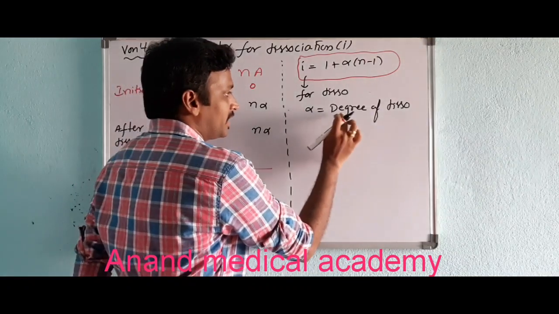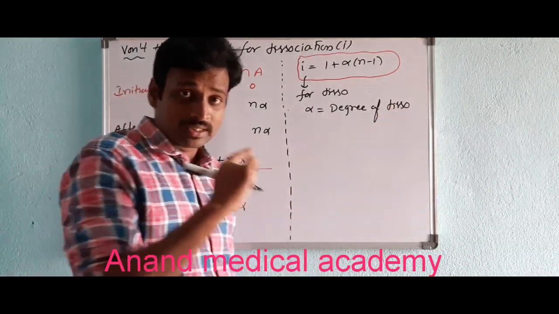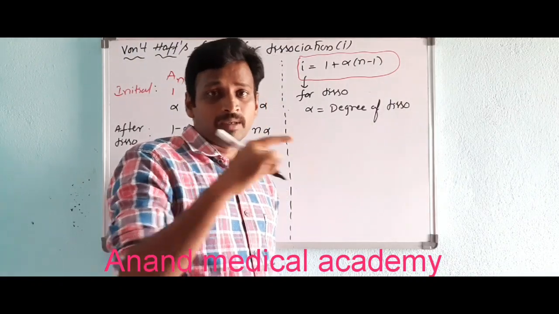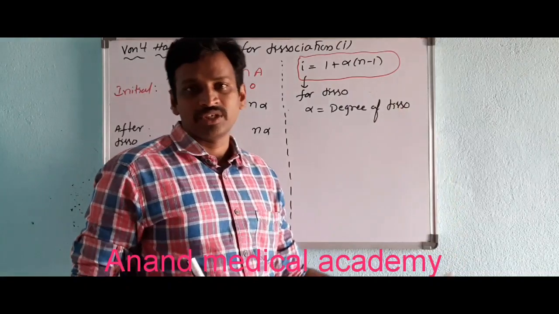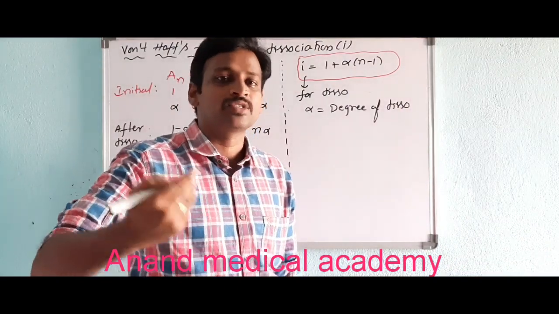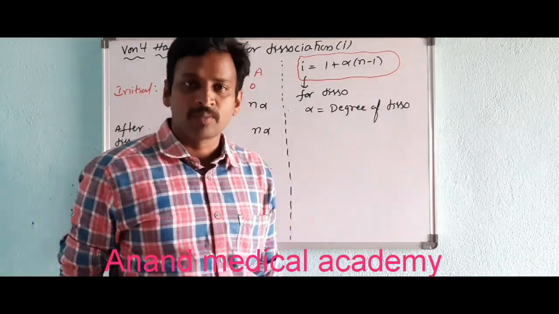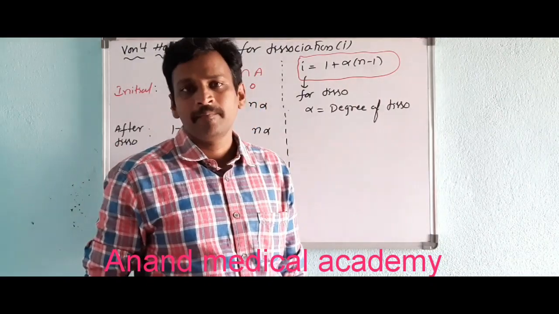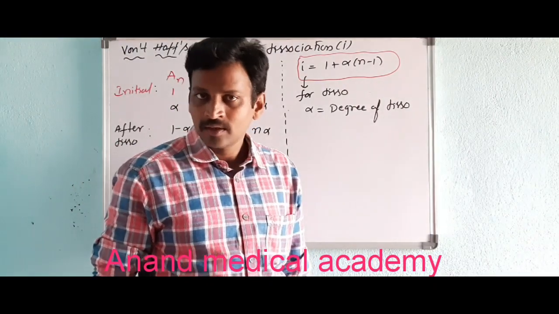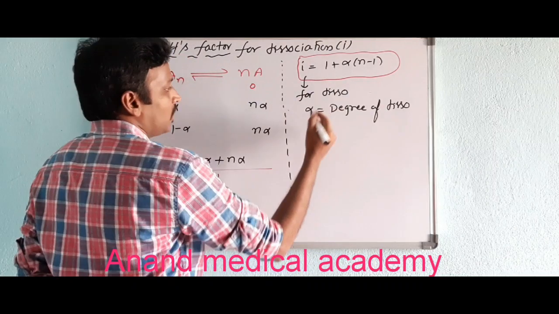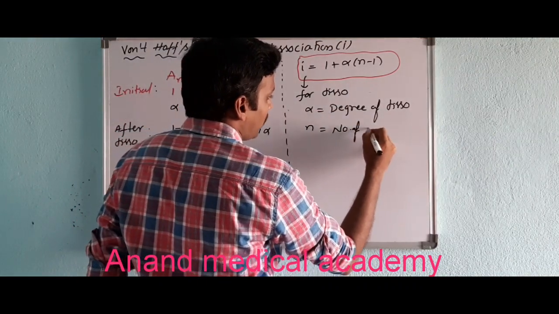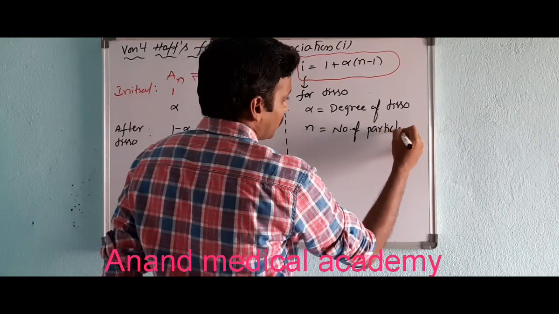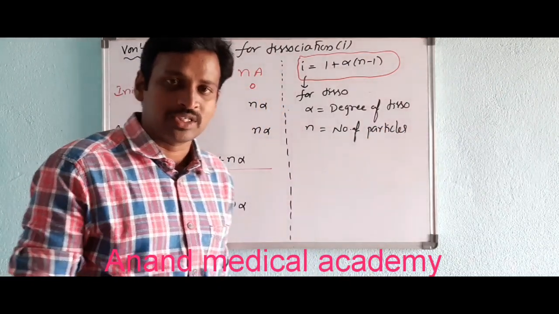So alpha is the degree of dissociation. We use the same in ionic equilibrium. You can check once. Suppose 60% was dissociated, then alpha will be 0.6, because 60 by 100 since a percentage is given. Correct? So that is alpha. And N is the number of particles after dissociation.